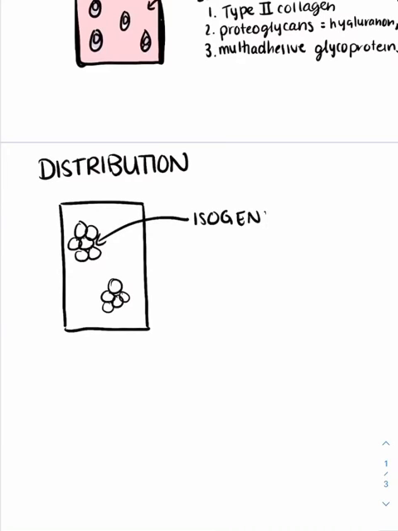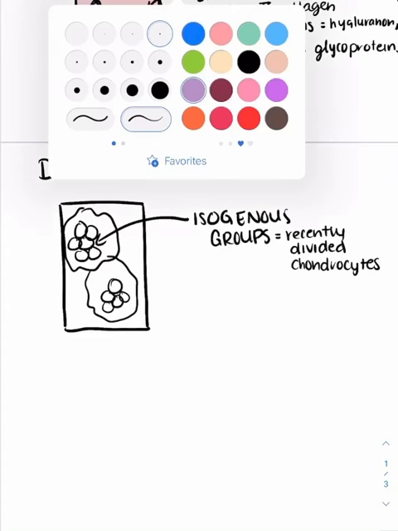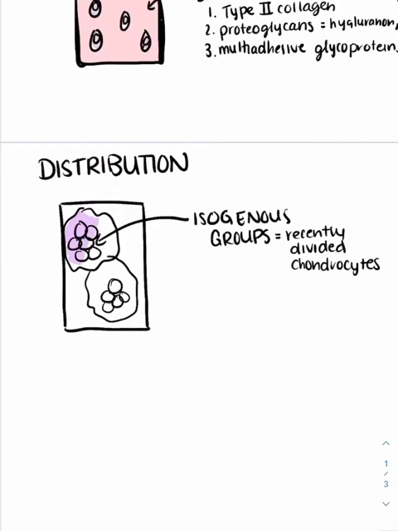So here I see these flower-type things. These are going to be called isogenous groups. They're basically a group full of chondrocytes that have recently divided, and they're going to continue to divide. And you can have things grow that way. So they're growing from within the cartilage proper. They're growing from within, and they can multiply. Think of a closed-knit community, and you just keep having people have babies, but they're all still within that same community. So the town may grow, but that's not going to make the entire state grow. It's just going to make the town grow, right?